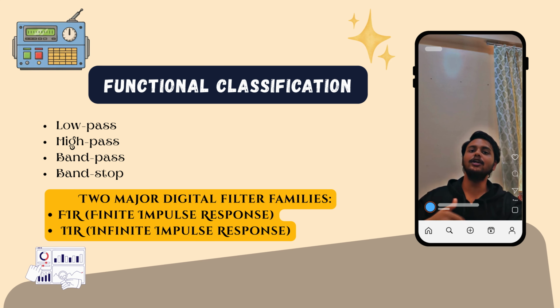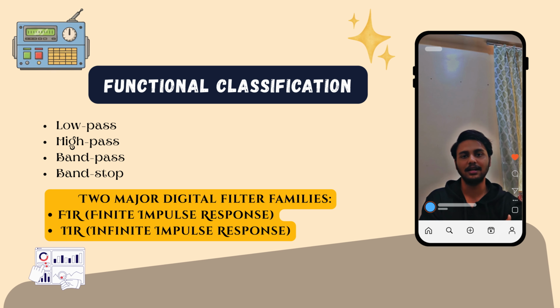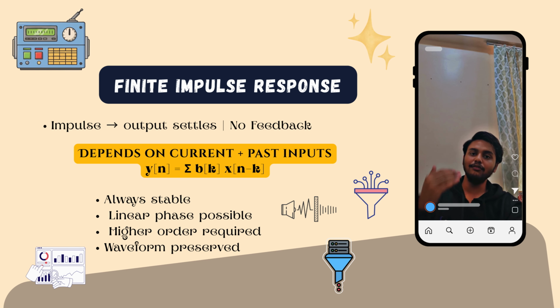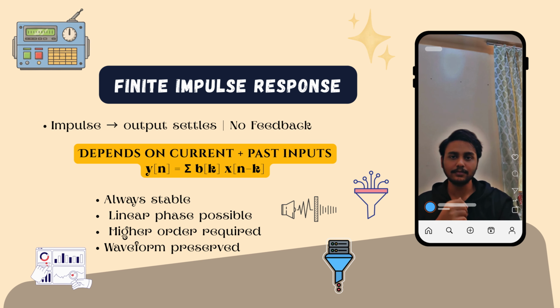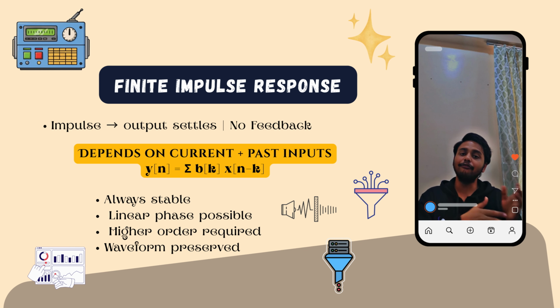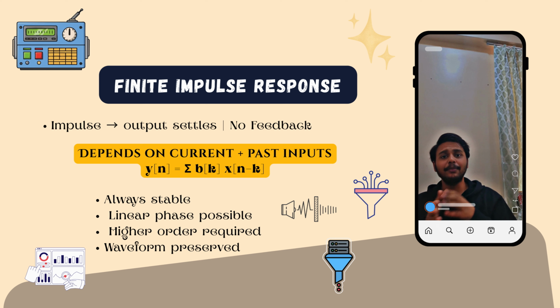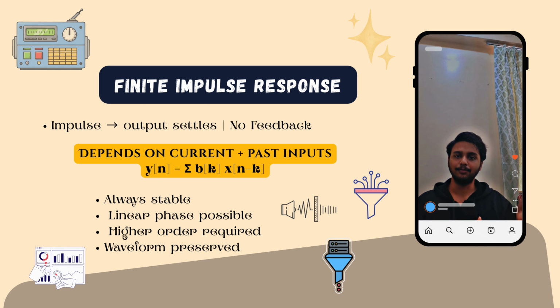Now we go into deeper structures, in which we will study structural classification. First of all, we will start with FIRs. Now, FIR stands for finite impulse response. This means if we apply an impulse input, the output settles to zero in a finite amount of time. Mathematically, output depends on current and past inputs. There is no feedback in FIRs.